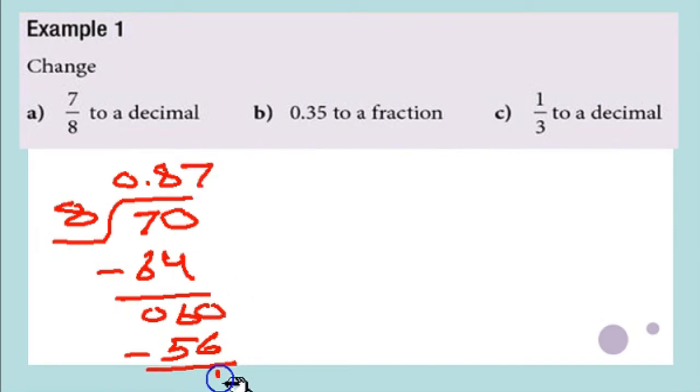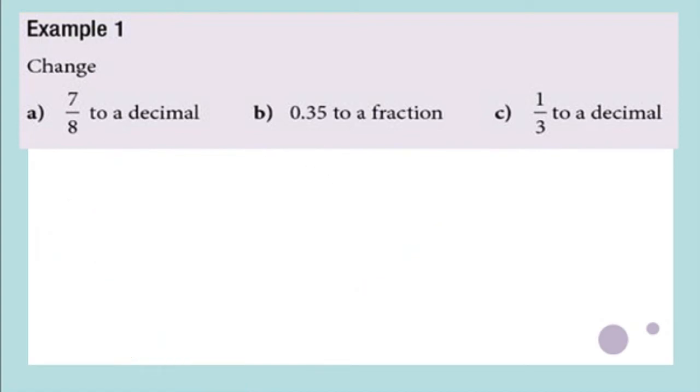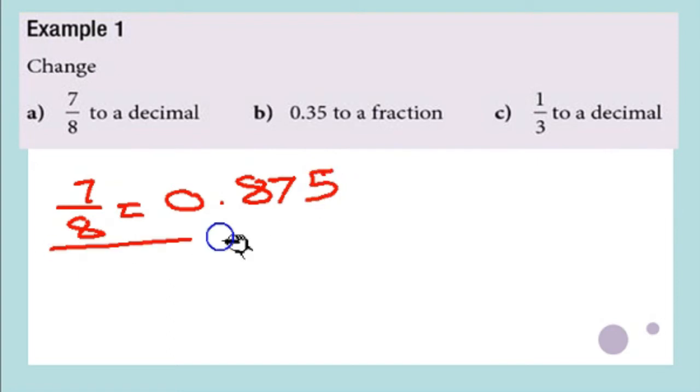So this will be 4. Okay. Put 0 here. So it will be 4 here. I will put 0 here. This is 5. 5 by 8, 40. Finally. So again, 7 over 8 equals 0.875. That's it. Really? Yes.